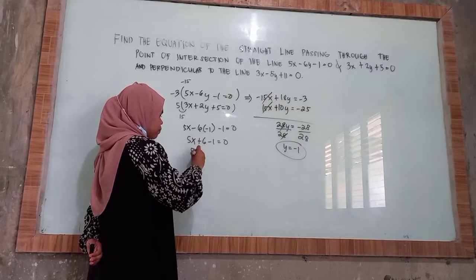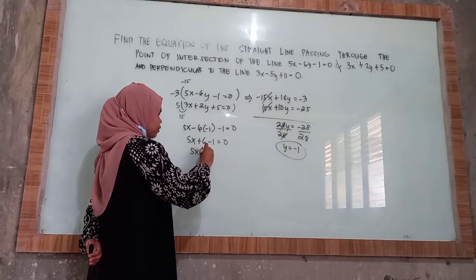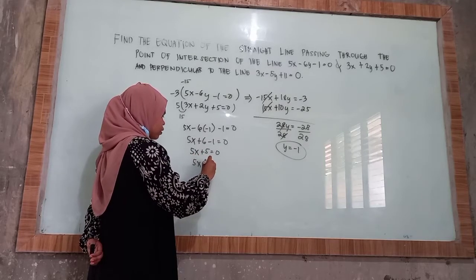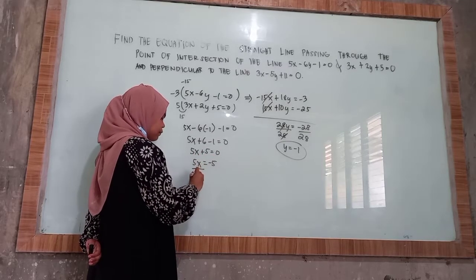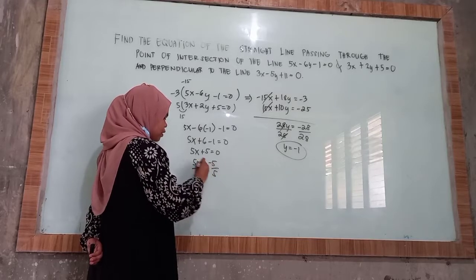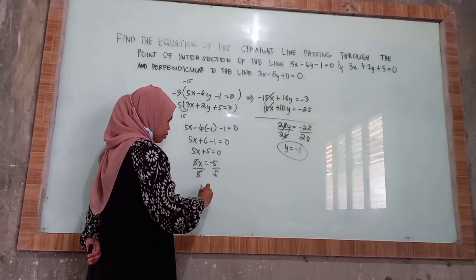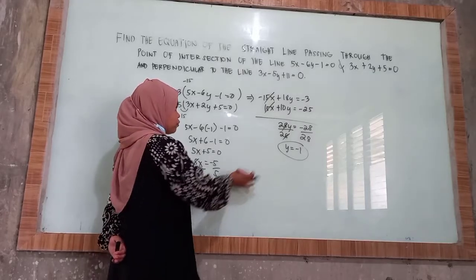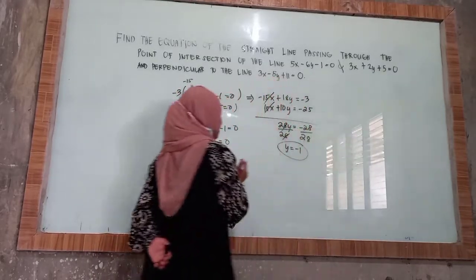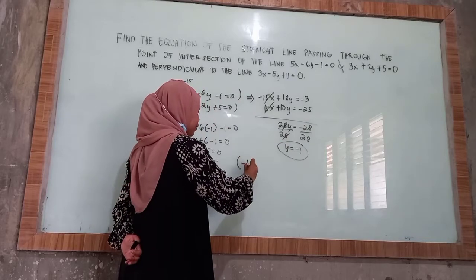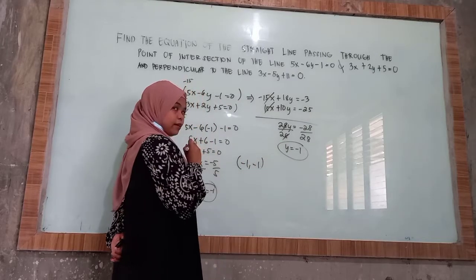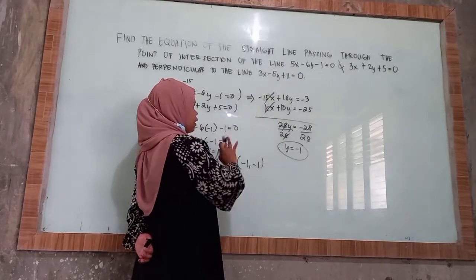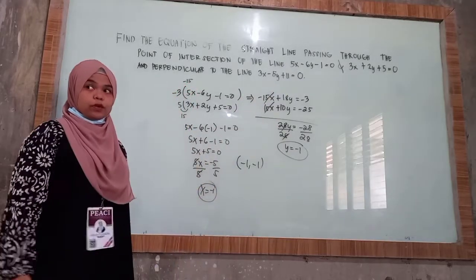So I have 5x, 6 minus 1, that is 5. And then transpose the constant, so that will be negative 5. Divide both sides by 5. So I have x is equal to negative 1. So therefore, my solution for the two equations, ang intersection nila ay negative 1 at saka negative 1. Diba yung points na magsasatisfy sa dalawang equation, that will be your intersection point.